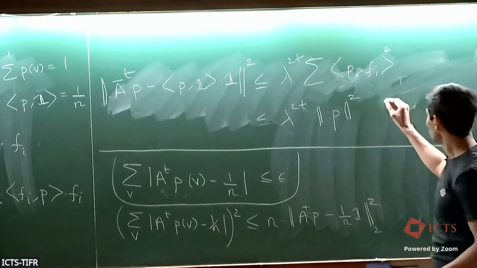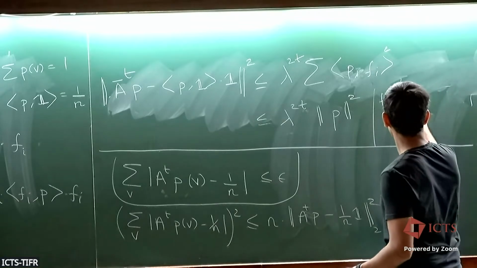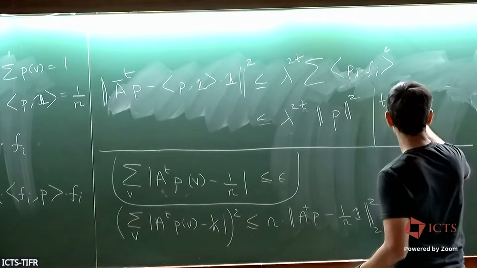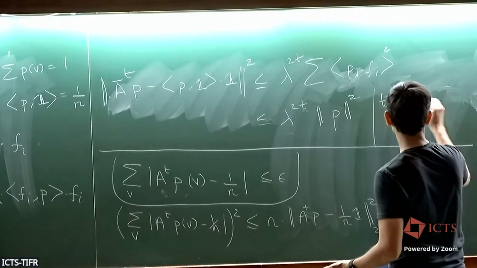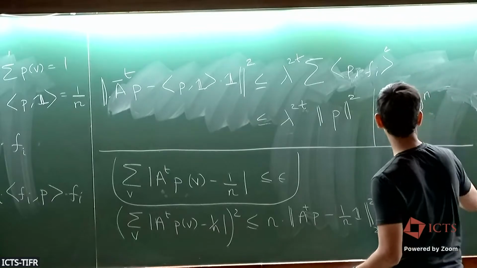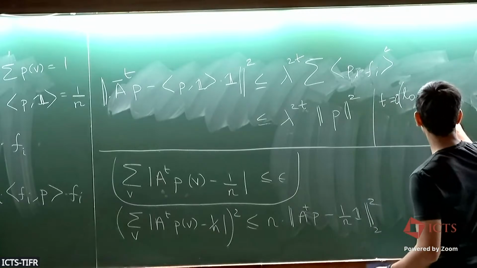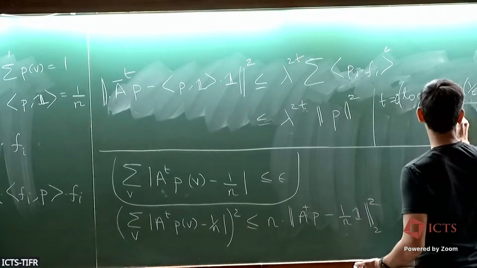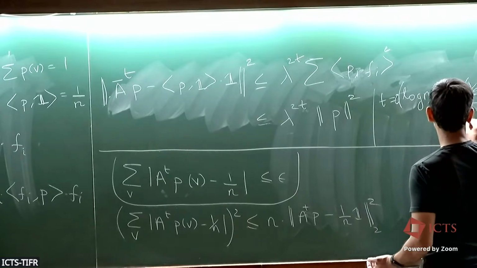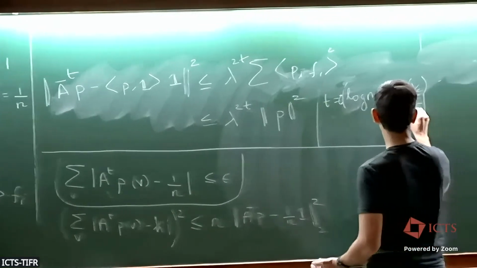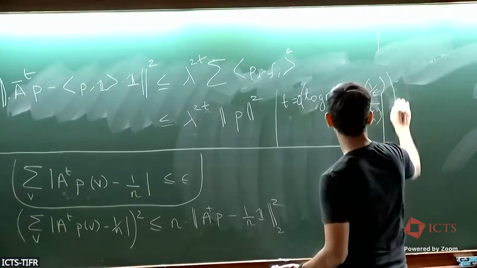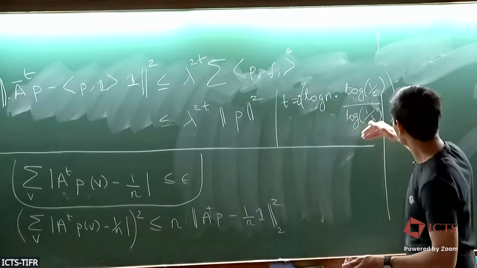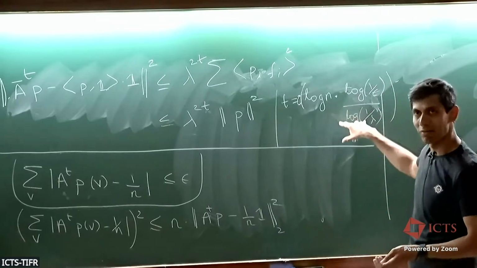And so essentially t equals order of log n suffices, or rather more precisely t equals order of log n times how small we want to make it, divided by the base of our log, since it goes down by a factor of lambda at every step. So how many steps we have to take is roughly this much.